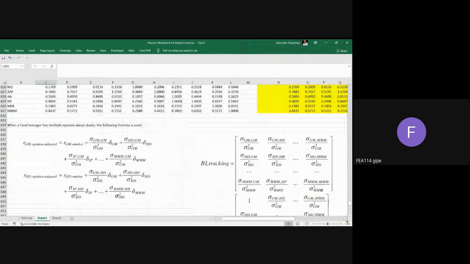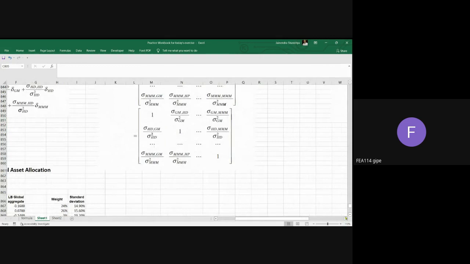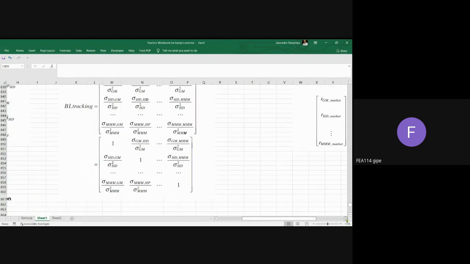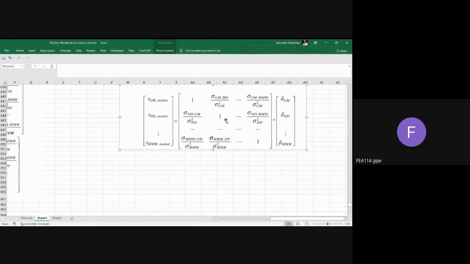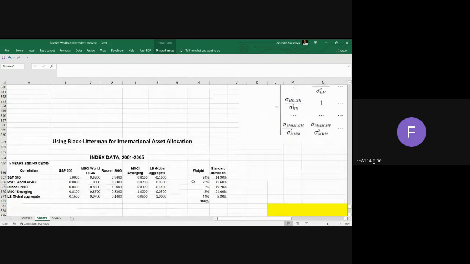So just remember this formula, and we'll solve everything. If you remember this last formula, this one, it is the most important for Black-Litterman. If you have the BL matrix, and if you have deltas, meaning opinion, where the analyst opinion is changing from the benchmark, that is what delta is, so you get the return. So that's it.